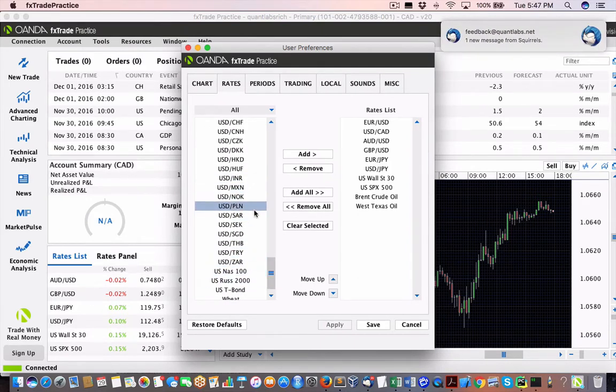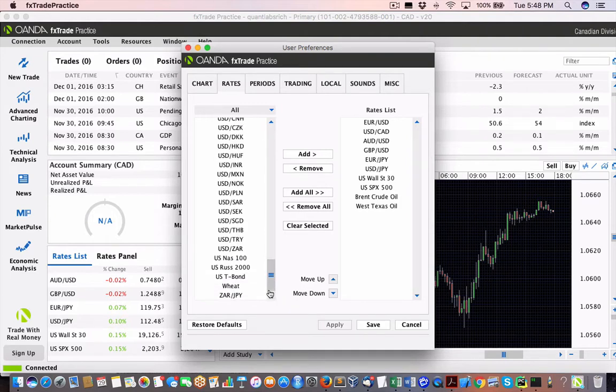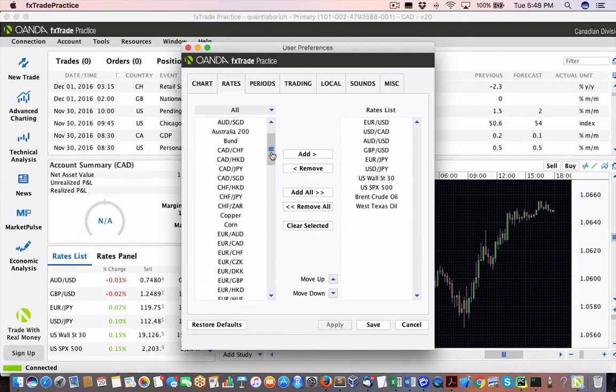the treasury or the gilt for the UK. Where is it? Saw it. So right here's the UK gilt 10-year. We also have the treasury as well. And then obviously the different crosses of the US dollar. And then we come up to the US stock, NASDAQ, Russell, T-bond, wheat, and so on. So that's our entire selection. We also have the oil, Brent oil, and West Texas.